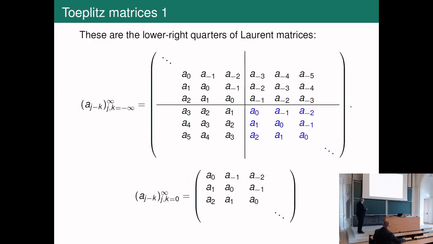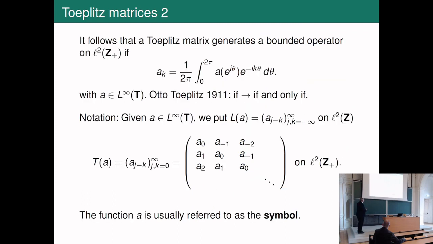Toeplitz matrices are the lower right quarters of Laurent matrices. That is, the Toeplitz matrix is of this form, and it follows that if the big matrix induces a bounded operator, then the smaller matrix induces also a bounded operator. That is, a Toeplitz matrix generates a bounded operator if the numbers in this matrix are the Fourier coefficients of a function in L infinity. And these matrices are nowadays called Toeplitz matrices because Toeplitz in 1911 proved that this is not only an if, it is an if and only if, as he proved even then.